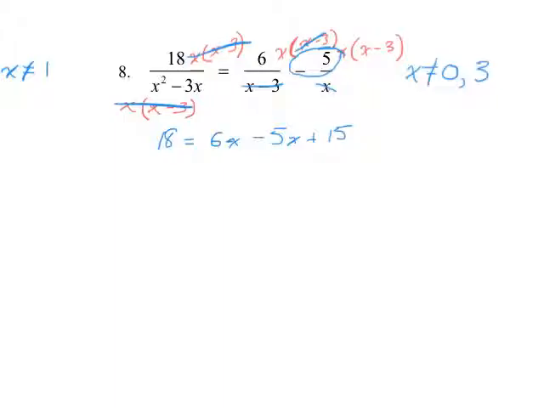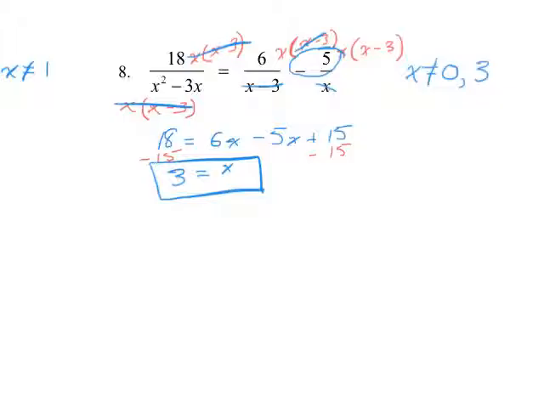Collecting like terms, on the left side I'll have an x when I combine the 6x minus 5x, and I'll subtract 15 on both sides, which will give me a 3. So I've solved, and I've got a value for x, but this time, as I look back and compare this to my non-permissible values, x equaling 3 is not permissible.